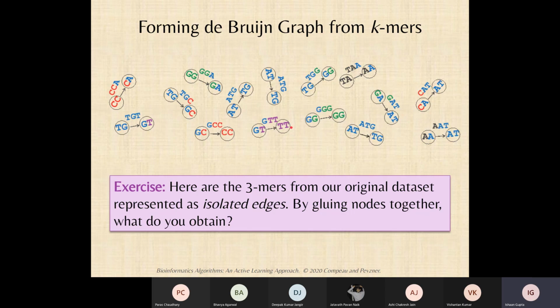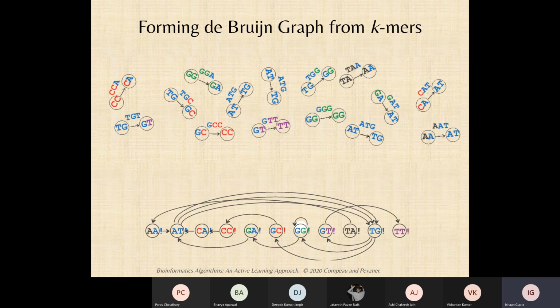Okay. So now you have a simple algorithm that given you k-mers, you deconstruct those k-mers into two nodes and an edge between those two nodes. And then you have a simple iterative algorithm which keeps on gluing the nodes when they are similar and stops when there is nothing more to glue. Okay, so this is what you will be obtaining.